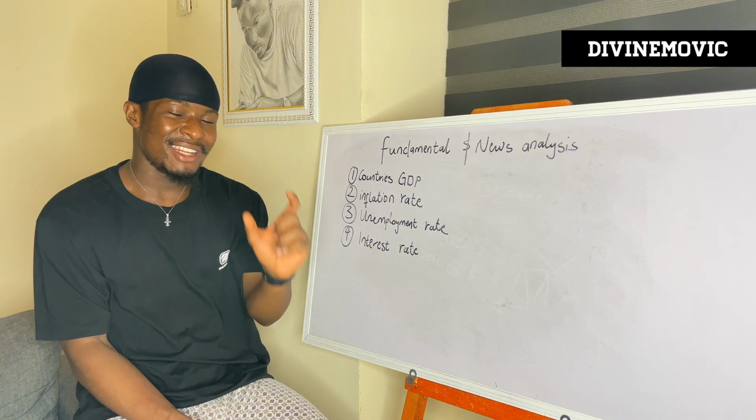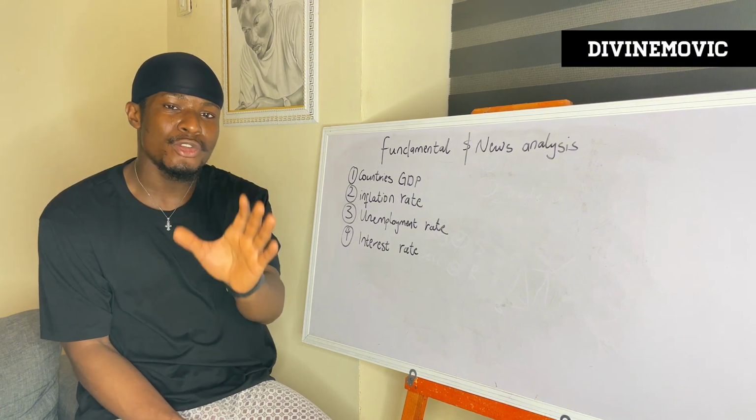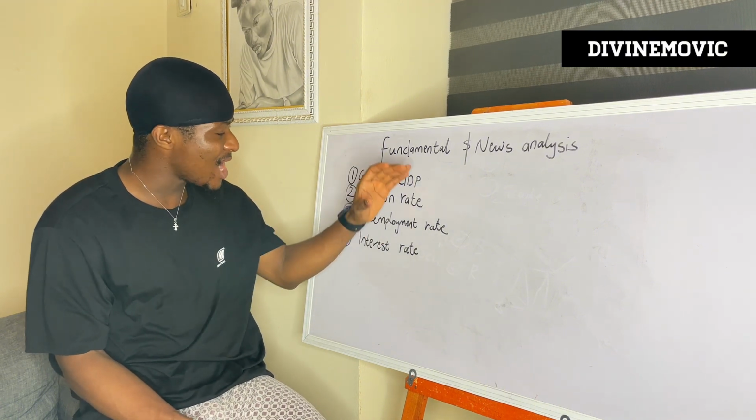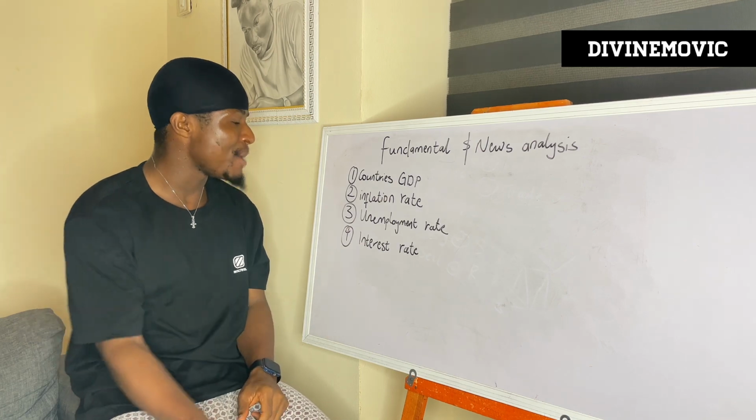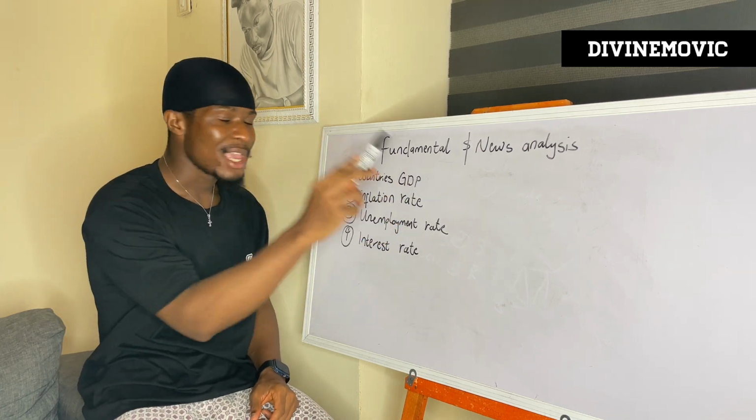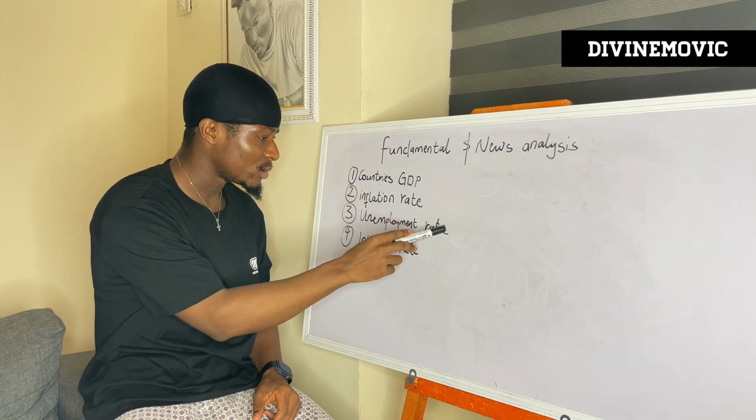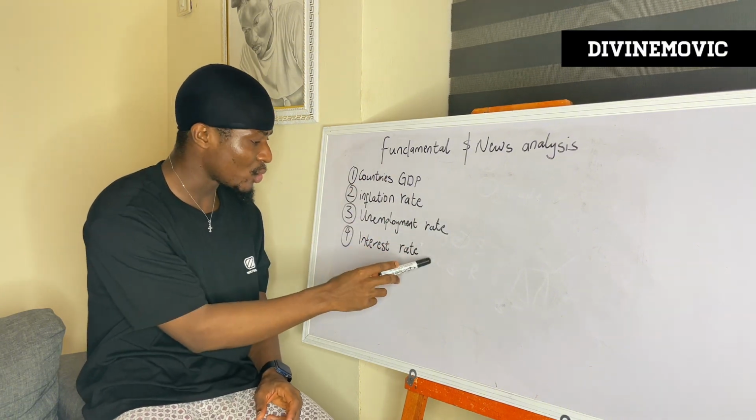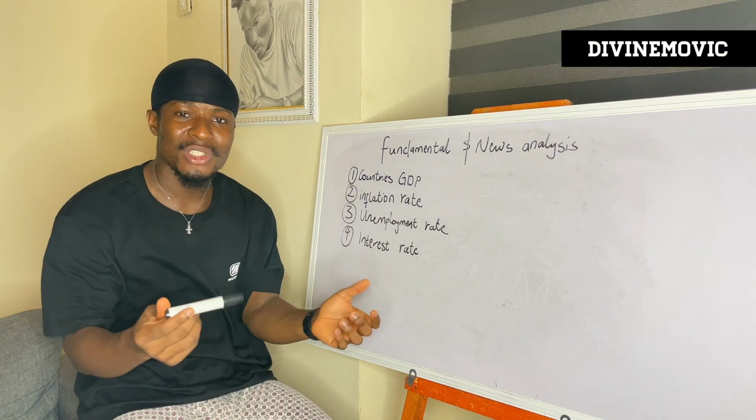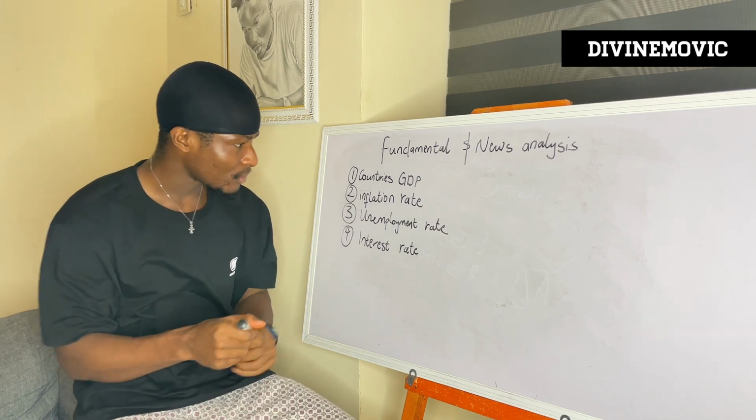Now, there are basically different news releases that report all of these economic data. That means a particular news is going to report for this one, a particular news is going to report for this one, and so on. We're going to look at all those news in this video.